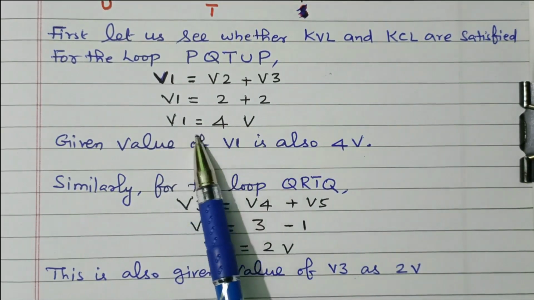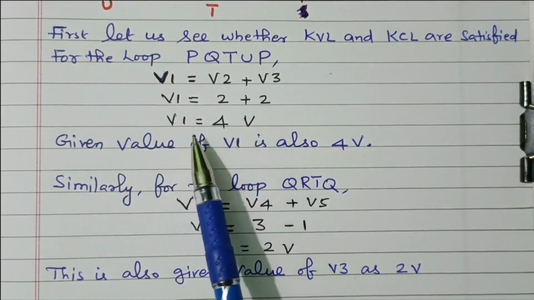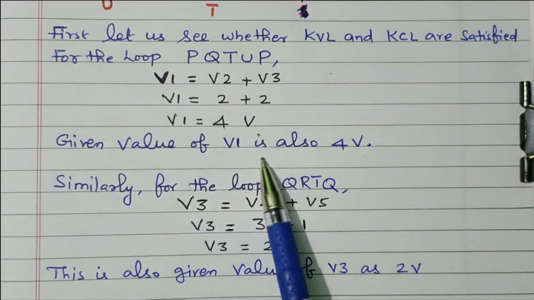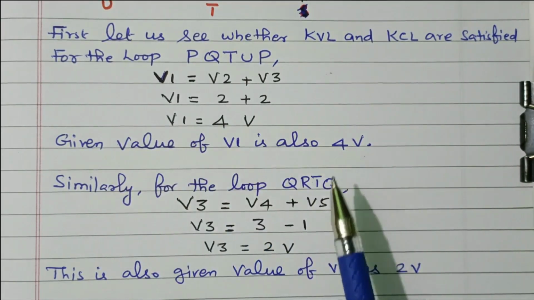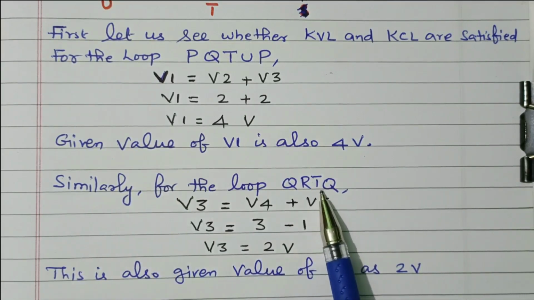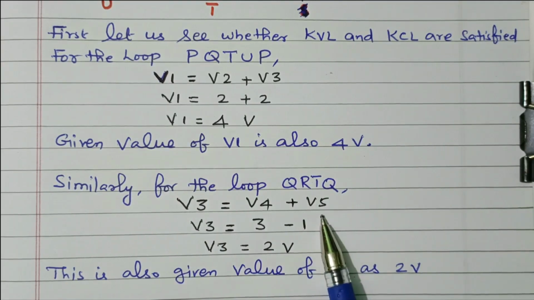Already V1 is given as 4 volts. Right? So by analyzing the KVL, we got V1 equal to 4 volts. The given value for V1 is also 4 volts, so it's satisfied. Now similarly for the loop Q or TQ, we already discussed V3 equal to V4 plus V5.